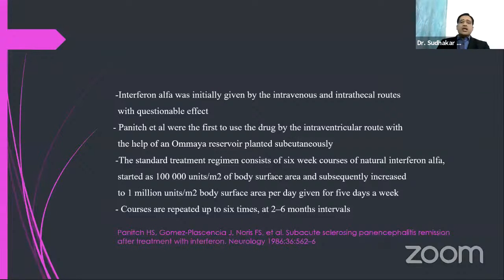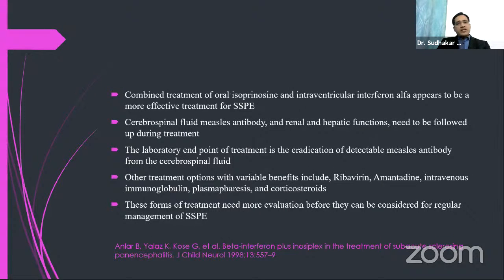Later on, Panigrahi et al. were the first to use interferon alpha through the intraventricular route through an Ommaya reservoir, and they followed a standard regimen of a 6 weeks course, first 1 lakh unit per meter square, then subsequently 1 million unit per meter square, and the course was repeated up to 5 or 6 cycles at 2 to 6 month intervals with variable success. So combined treatment of oral isoprinosine with intraventricular interferon alpha appears till now the most effective treatment for SSPE.